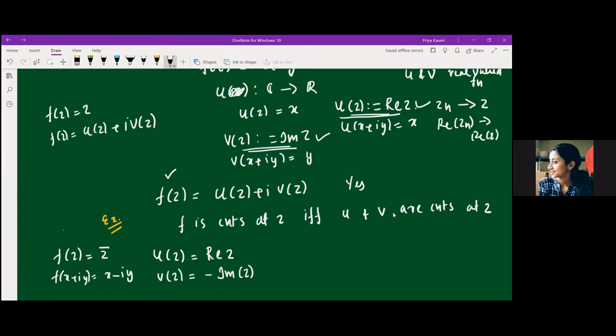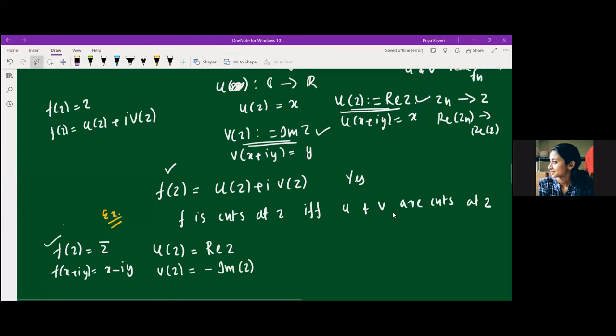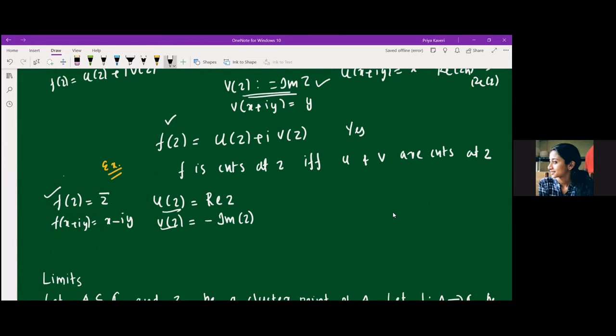So, writing the function in terms of u and v will help us see the continuity in a much easier way.